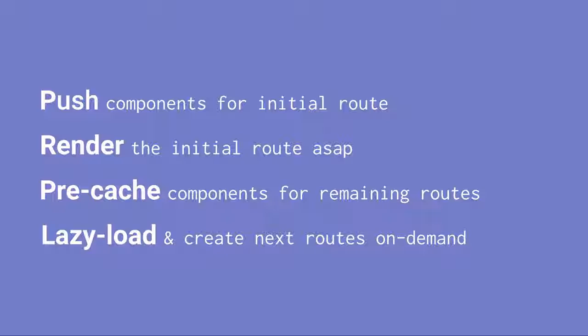So there's a pattern starting to emerge here. You push components that are needed for your initial route. You render that initial route and make it interactive as soon as possible. You pre-cache in the background using service worker additional components needed for remaining routes. And then you lazy load and create future routes on demand as the user navigates to them. And we really like acronyms on the Polymer project, so we've been calling this the purple pattern.